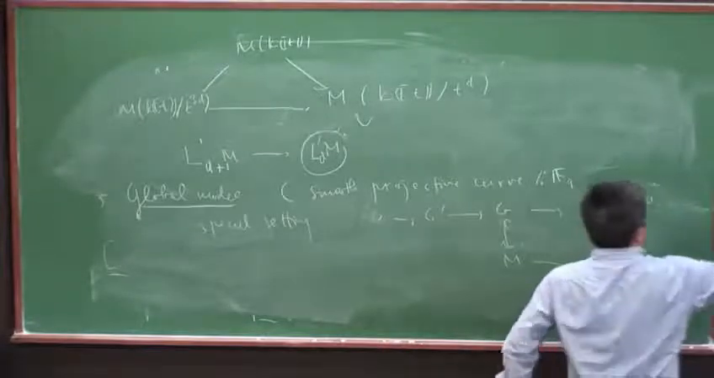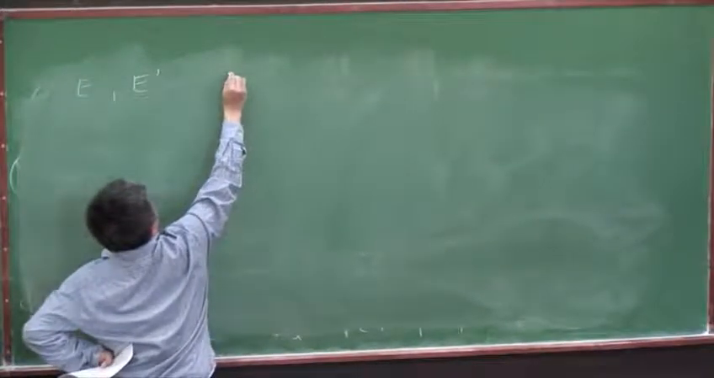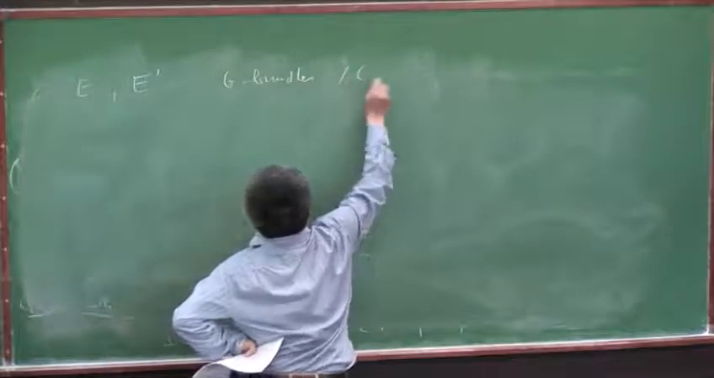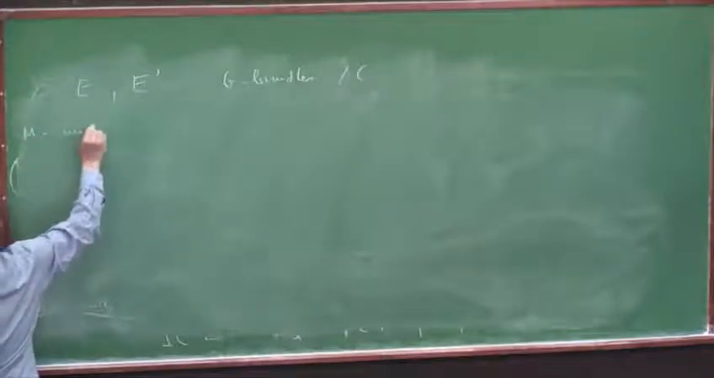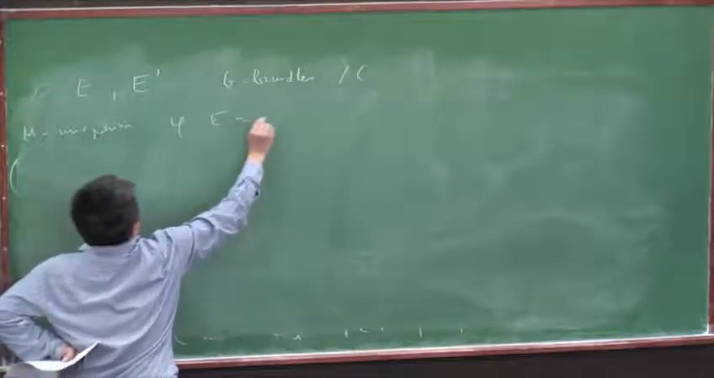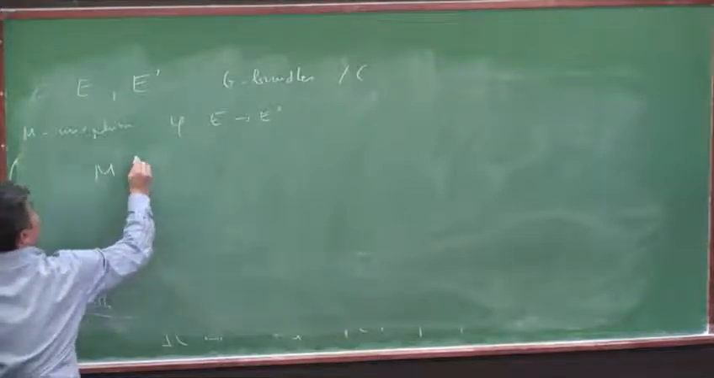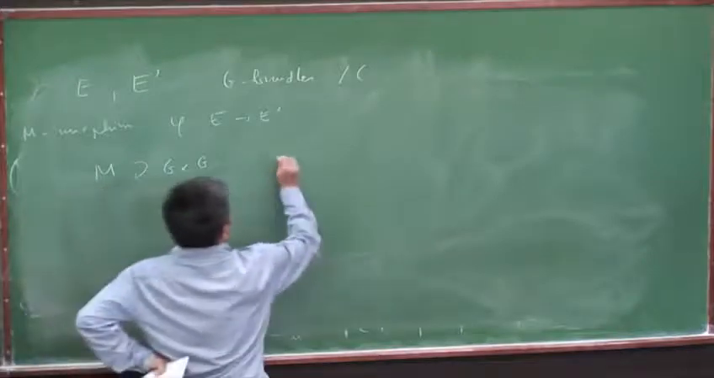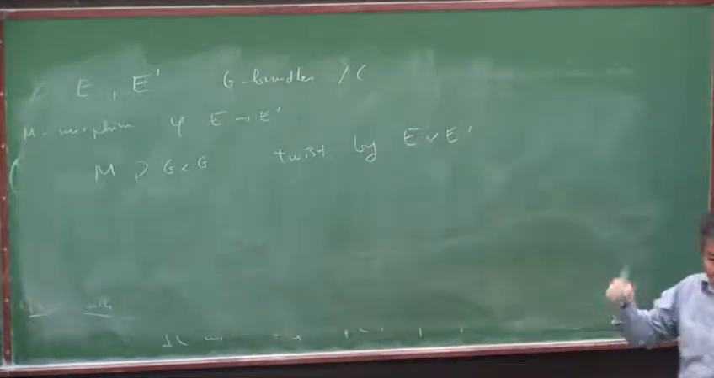Now let E and E prime be G principal G bundles on some algebraic varieties, maybe over C if you want. Then you can make sense of M morphisms. What is it? It's just some point of M. So M is given with a G times G action, right? So you can twist M by this E prime times E. On the left you twist by E, on the right you twist by E prime.